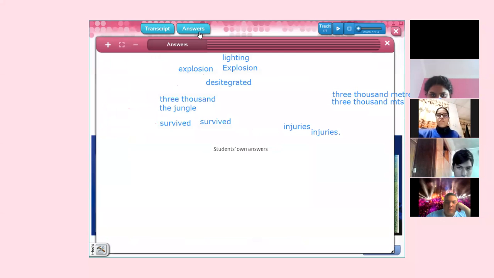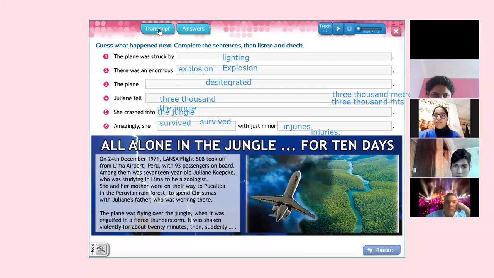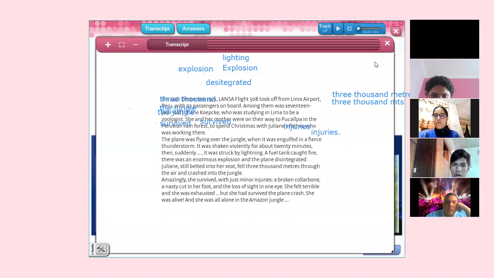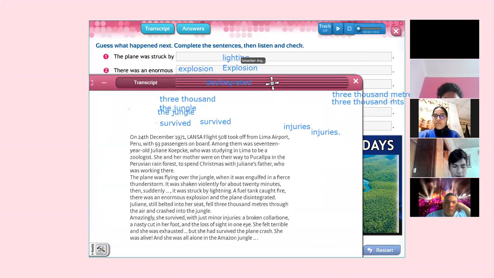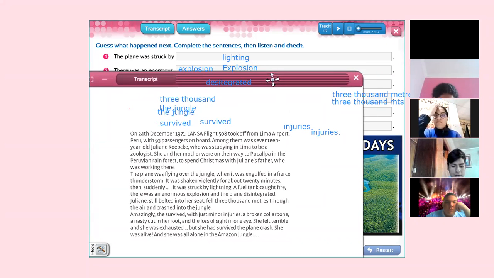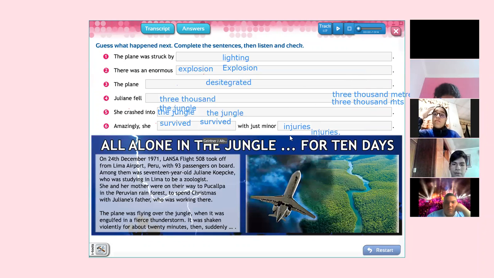So here we got the answers about the transcript. Here you have the answers. If you want to take the capture, please. Okay, so here we have some of the words that students were working with.